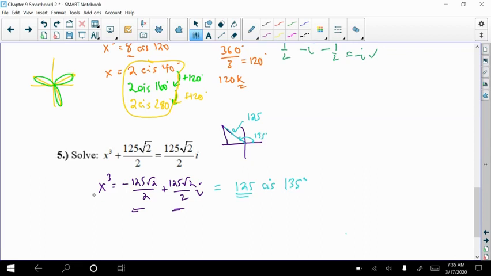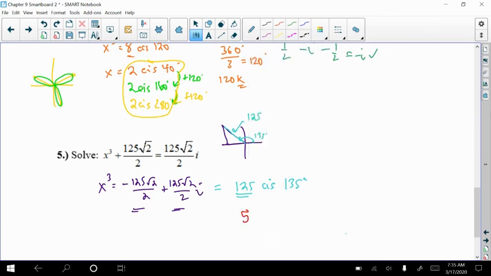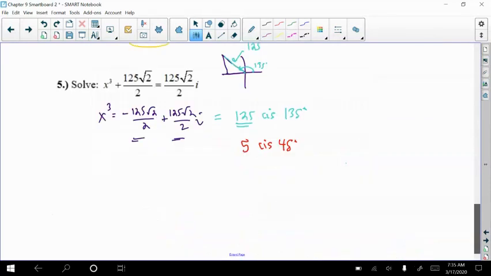So now if I cube root both sides, or do the 1/3 power, I get the cube root of 125, which is 5, which is really nice, cis, and the cube root of cis 135. Remember, we're just dividing the angle by 3. So we get 45 degrees. Now that's a really nice number. So now I can say, okay, well, there are 3 solutions.